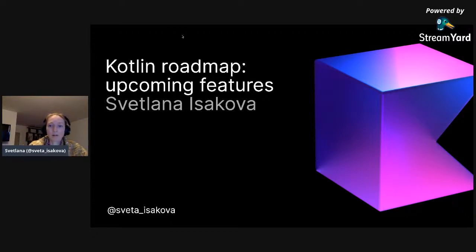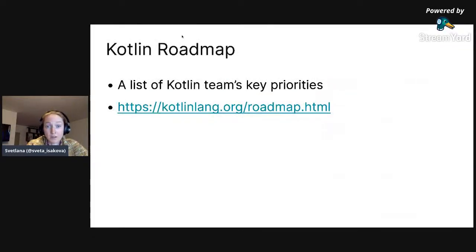Today I want to talk about the Kotlin roadmap and focus mainly on the upcoming language features. So let's start. The Kotlin roadmap describes the key areas the Kotlin team is working on right now and is going to focus on in the nearest future. This information is available online and is open for everyone, so you can find it by this link.